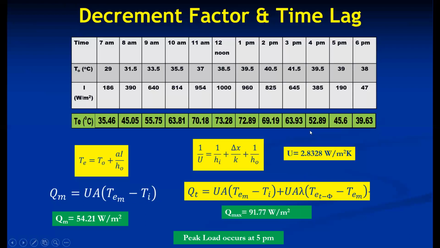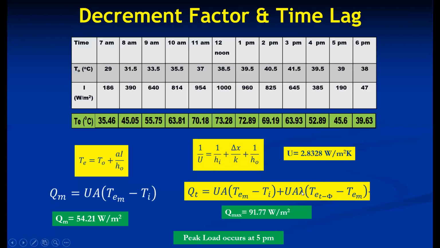So suppose we have to calculate the heat transfer rate at 4 p.m., then which temperature is to be considered? Not 52.89, because 52.89 is the solar temperature at 4 p.m. that is outside. But while considering the temperature, we have to consider TET at time 4 p.m. minus 5 hours. So while calculating the rate of heat transfer at 4 p.m., we have to consider the temperature 5 hours before. So we have to consider the temperature at 11 a.m.